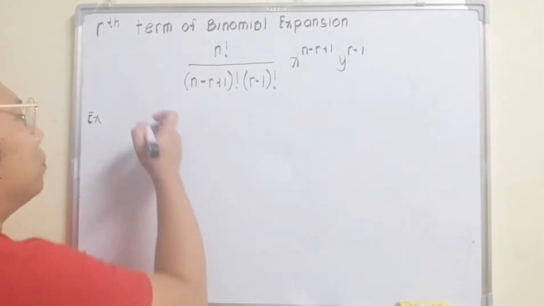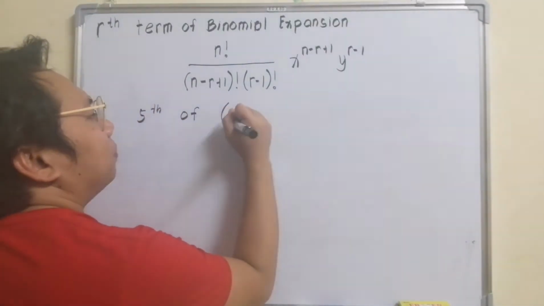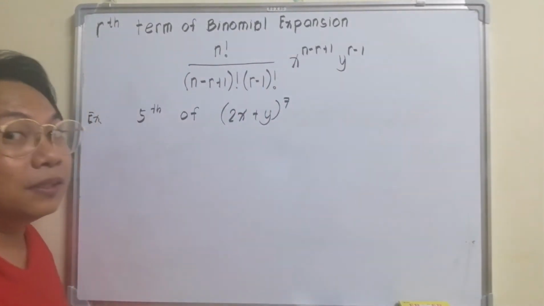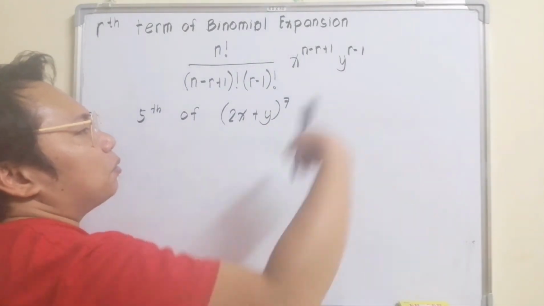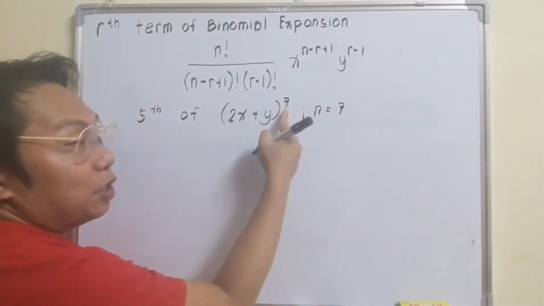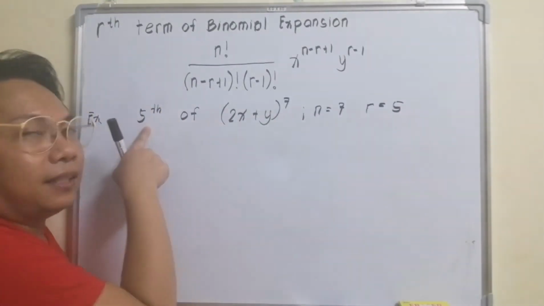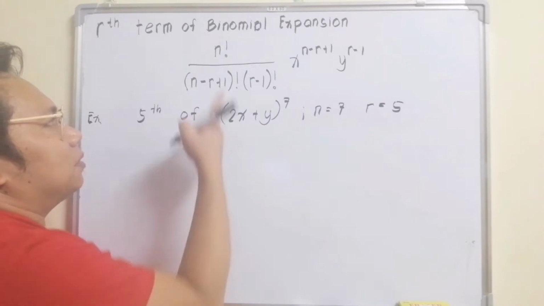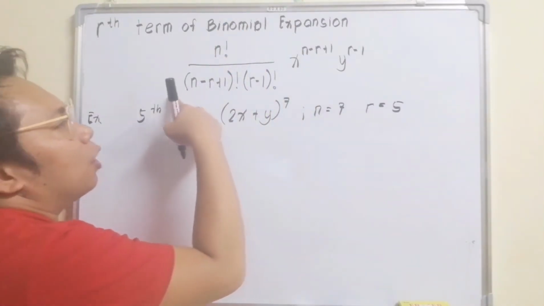For example, we're going to find the fifth term of the given expansion, 2x plus y raised to the power of 7. We will look for the fifth term. Take note that your n is equal to 7, that's your exponent, and your r is equal to 5, that is your given term that we will look for, the fifth term. So we will first simplify so we don't get confused.